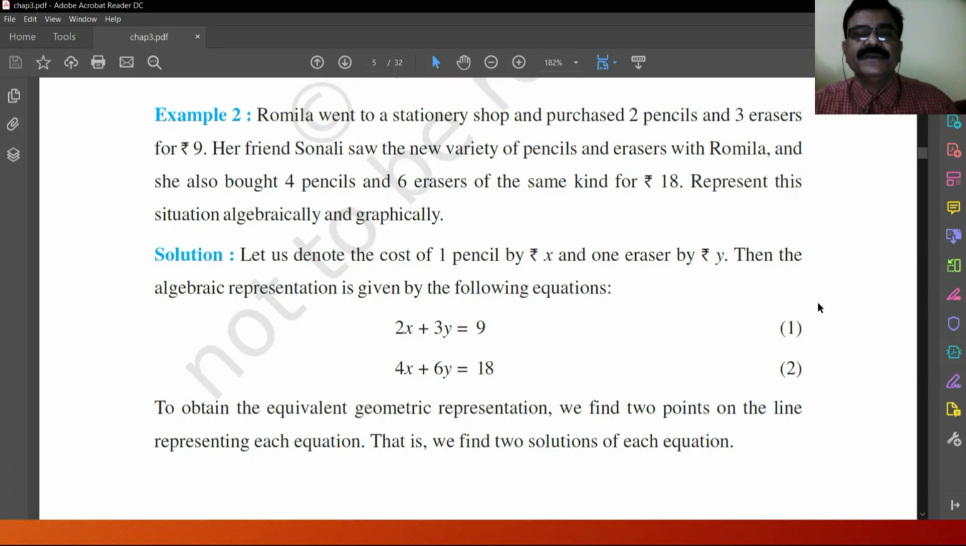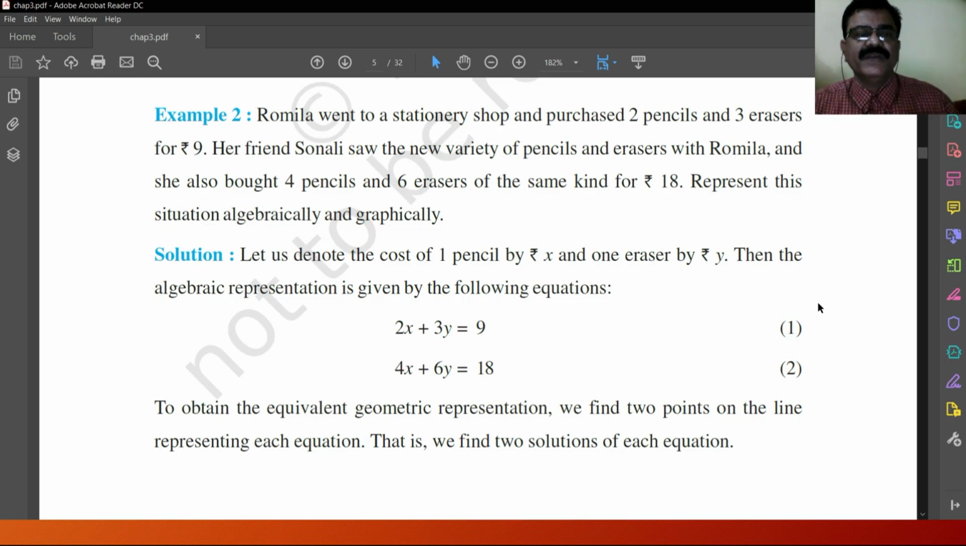Students, in this session we will take some examples for the linear equations in two variables. Take one example. Romila went to a stationery shop and purchased 2 pencils and 3 erasers for ₹9. Her friend Sonali saw the new variety of pencils and erasers with Romila, and she also bought 4 pencils and 6 erasers of the same kind for ₹18. Represent this situation algebraically as well as graphically.